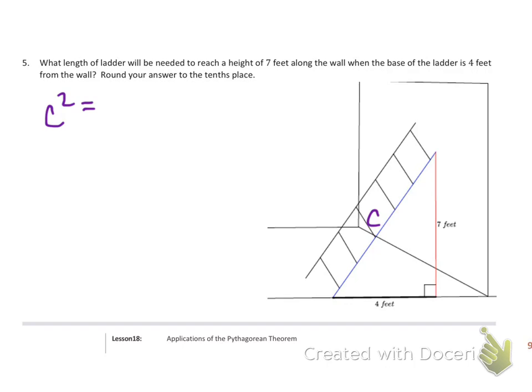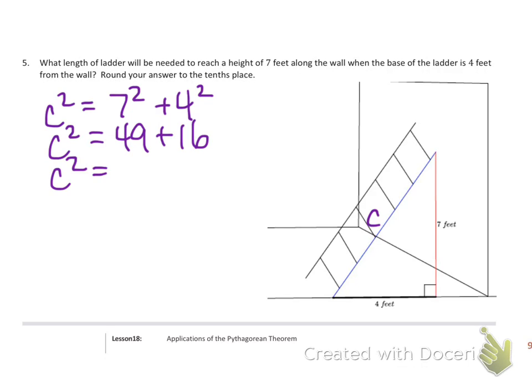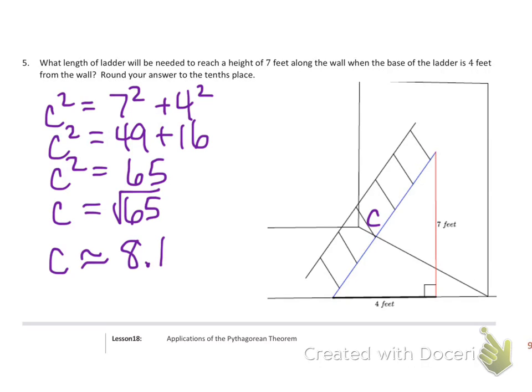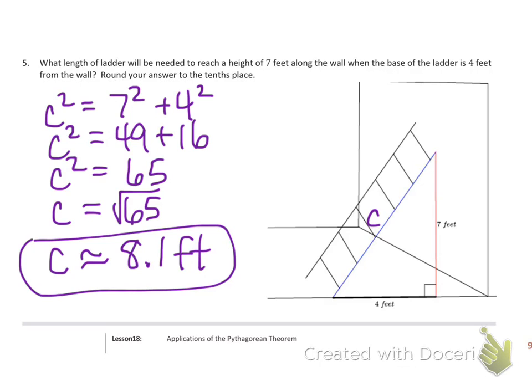So c squared is 7 squared plus 4 squared. So c squared is 49 plus 16, which is equal to 65. C squared is 65, so c is equal to the square root of 65, which is really close to 8, right? Because 8 times 8 is 64. So if I approximate this with a decimal, it's going to round to 8.1, and these are feet. So my ladder needs to be at least 8.1 feet to reach up 7 feet on the wall when placed 4 feet out.